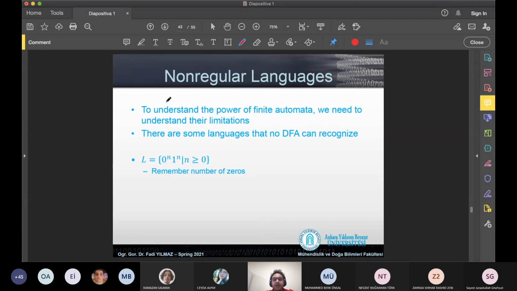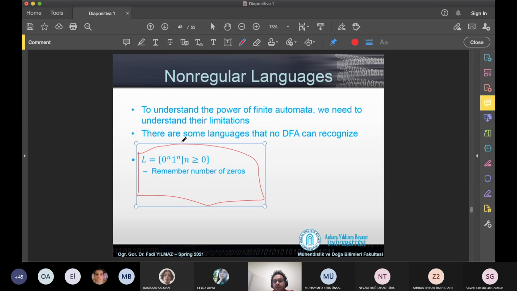Okay. So non-regular languages, why do we need that? Because we always talk about what we can describe. But to understand the power of something, you talk about its limitations. So there are some languages that no DFA can recognize. For example, this language. We cannot define this language with a DFA. If you are able to do that, we can win the Nobel Prize.